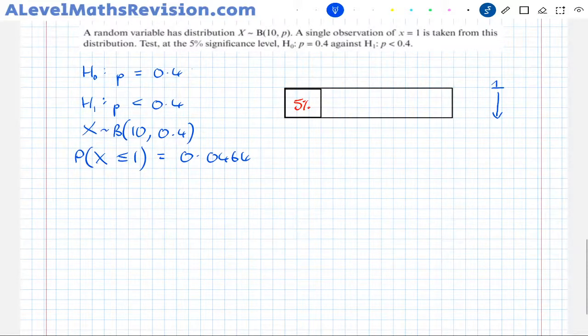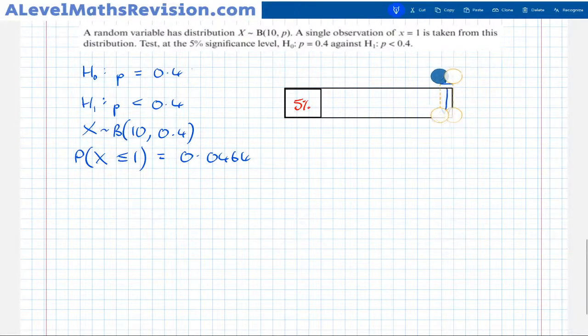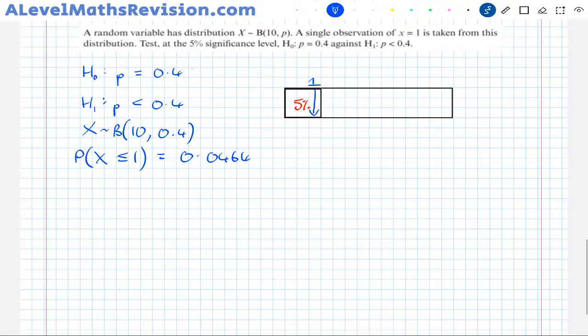And we've done it. The probability to the left is only 4%, so it's in this rejection region. Only 4% of probability lies to the left of it. So that's where it lies.